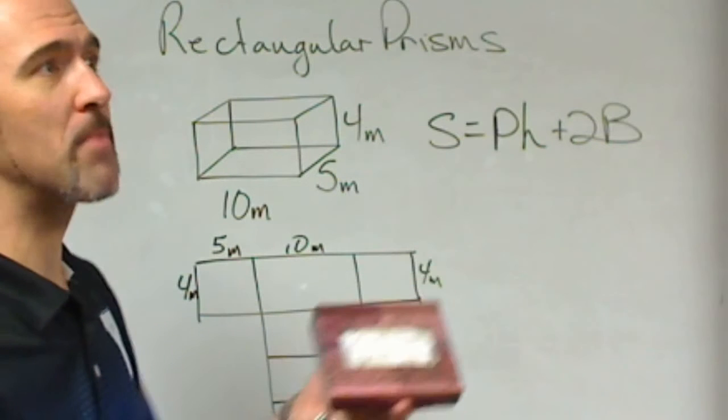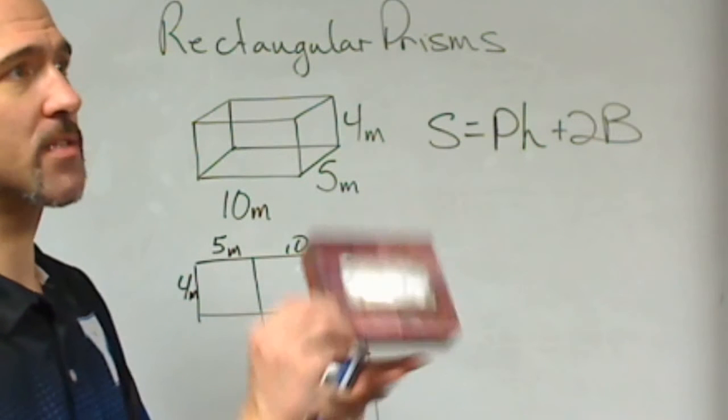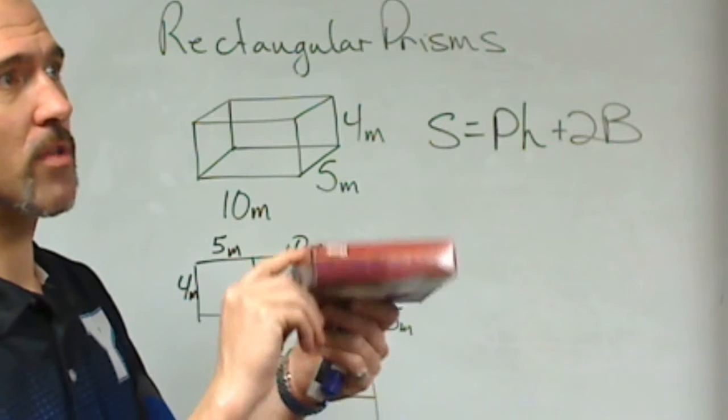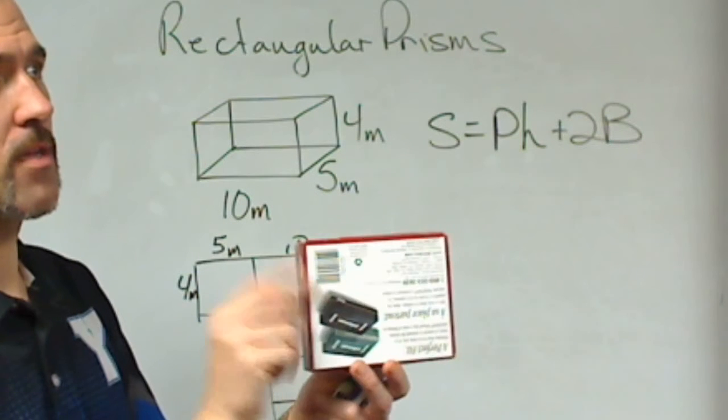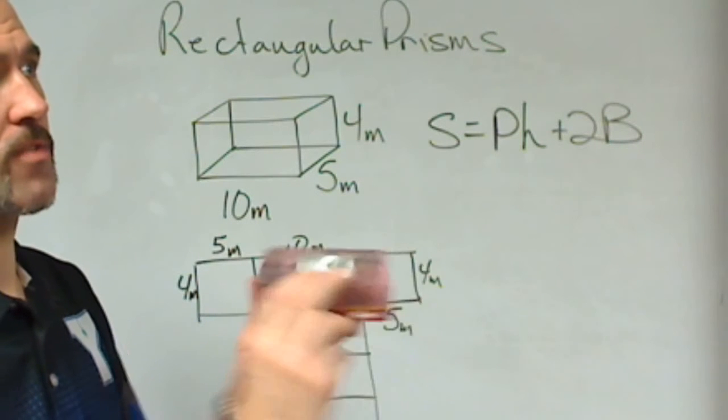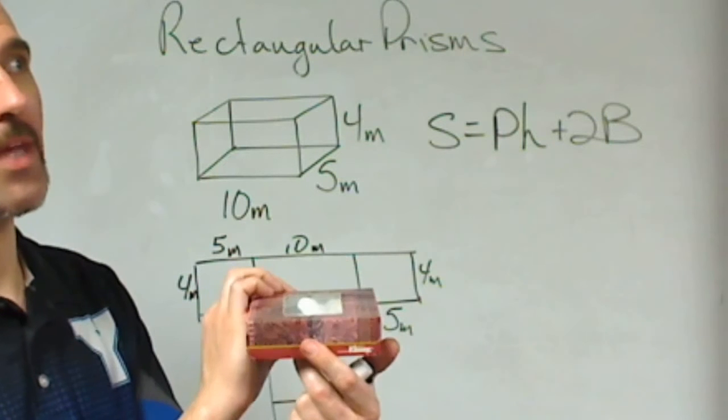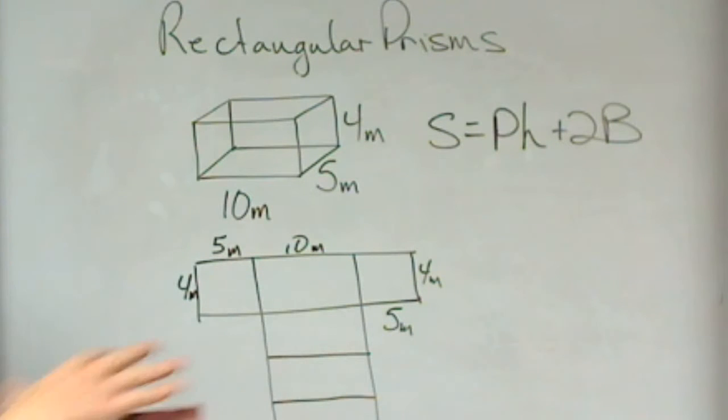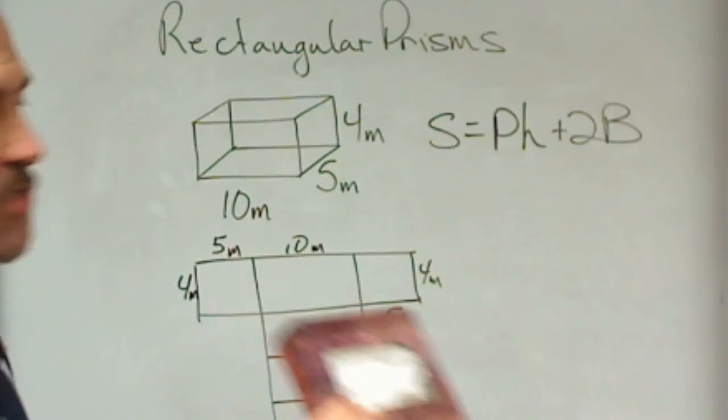So what I mean by covering the outside is there's one rectangle, there's two, there's three, there's four, there's five, and then the other side will make six. So we have to cover all six of these rectangles. That's what surface area is.